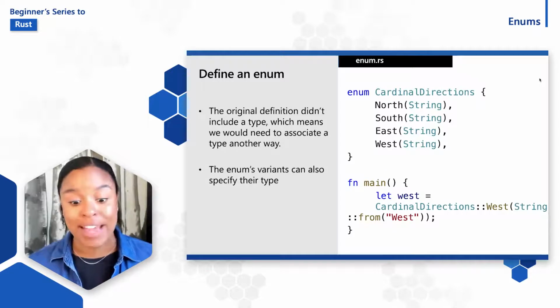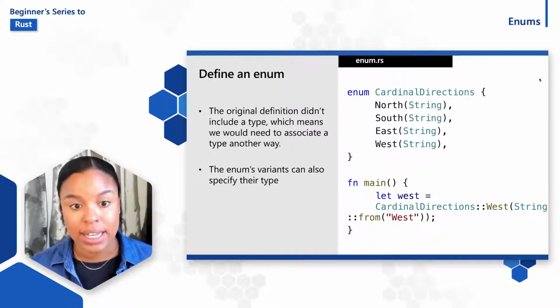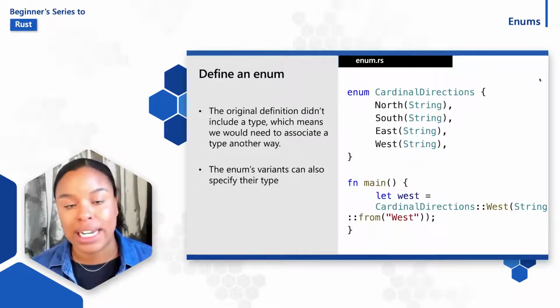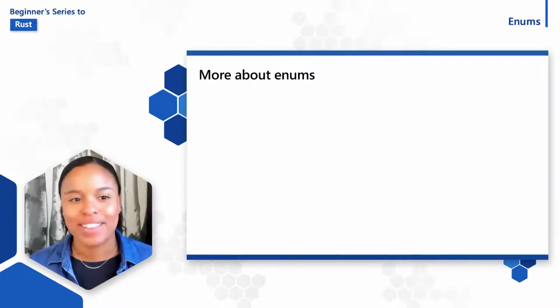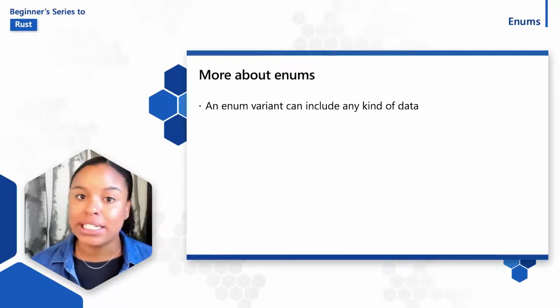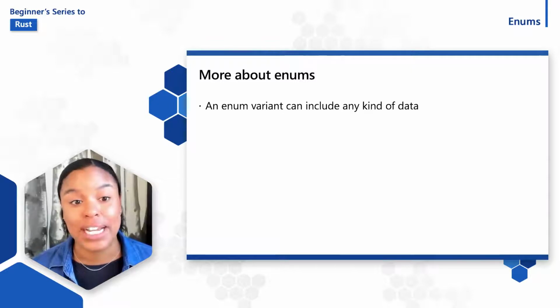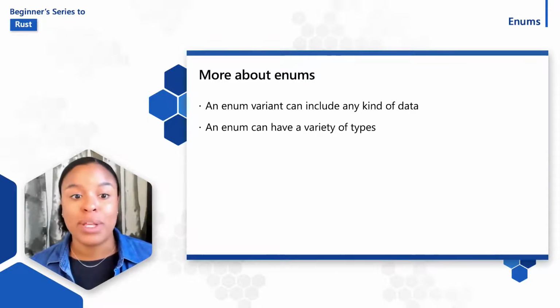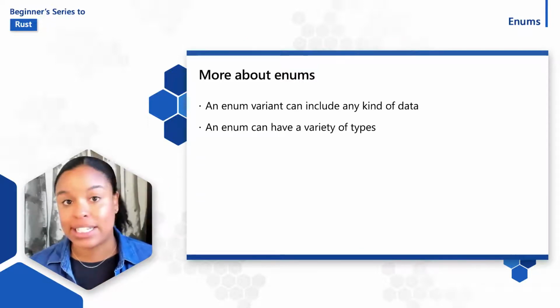And then down in the main function, I can define a variable called west to access that west variant directly from the enum. So here what I'm doing is attaching a data type to each variant of the enum directly. So there's no need for any kind of extra step to be done, like a struct to define the type. The cool thing about enums is that you can put any kind of data inside a variant: strings, numeric types, structs, or even other enums. An enum can have a variety of types as well. So there's flexibility on the type of data and variants that are in an enum.